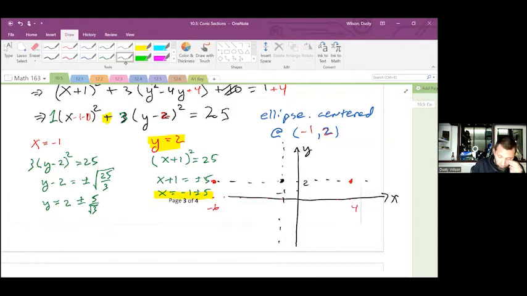Okay. And then if we look at, so these are our points that are coming out from the y equals 2. We look at x equals -1, then the points that are going to come out are y equals 2 plus or minus 5 over root 3. So that's going to be, let's see if I have a calculator around here.